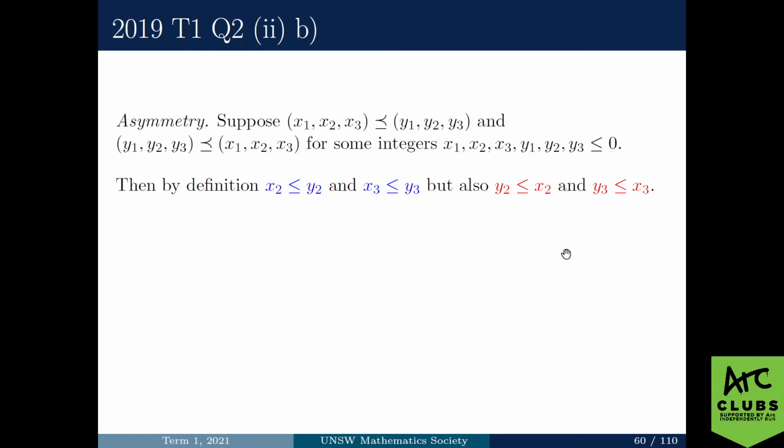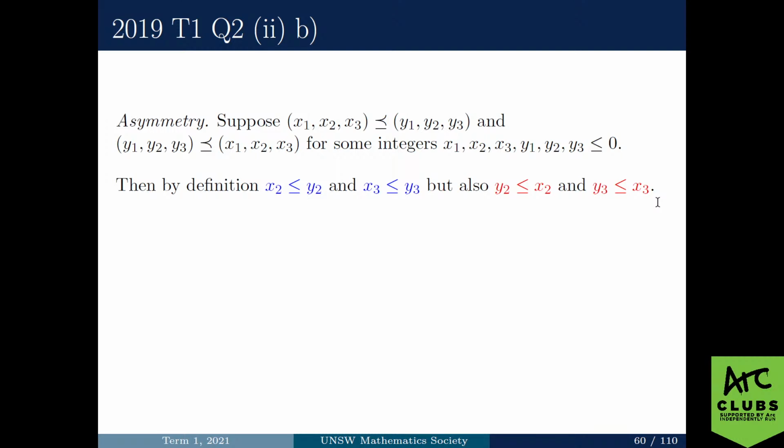And so by our definition of having these related, we know that x2 is less than or equal to y2, and x3 is less than or equal to y3. This is by our first assumption at the top here, okay? And by our second assumption, we know that y2 is less than or equal to x2 and y3 is less than or equal to x3. By these two ideas, the blue colored and the red colored, can someone tell me what we can conclude from these two ideas?